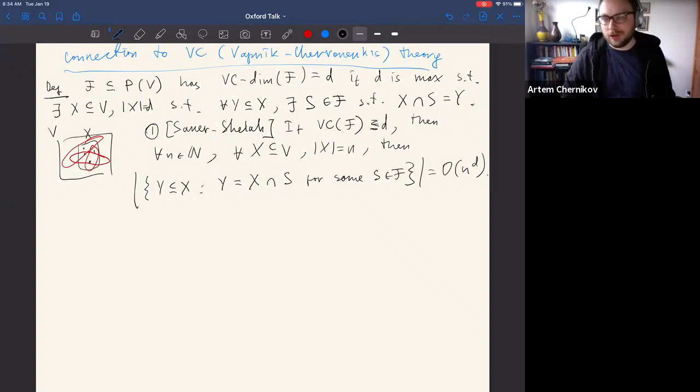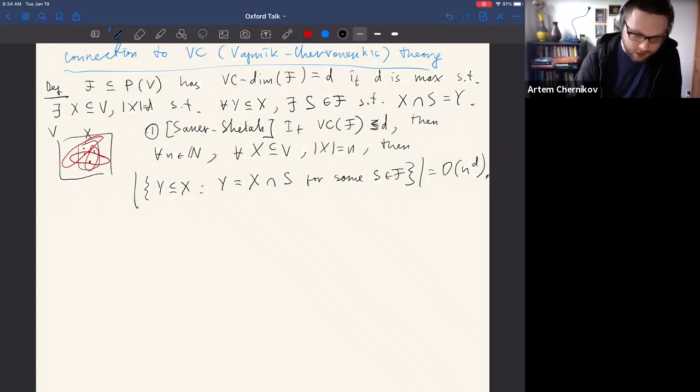Okay, so it's polynomial, first of all. Of course, in general, for a general family of sets F, it's going to be exponential. It's possible, it's 2 to the n. It's possible that we pick out all the subsets. But there is this dichotomy between polynomial growth, specifically polynomial of degree d, where d corresponds to the VC dimension of F, and exponential growth for other families. Okay, so this is the Sauer-Shelah lemma.